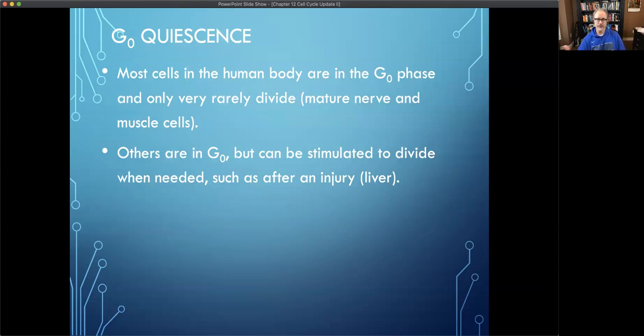And the only main thing they're not doing is dividing. So mature muscle and nerve cells don't divide. They're just doing their job. Some cells are in G0, but they can be stimulated to divide. In other words, an example that's commonly given involves your liver. If you get some liver damage or an accident or something like that, oftentimes the liver can regenerate itself in a way that can repair the injury.